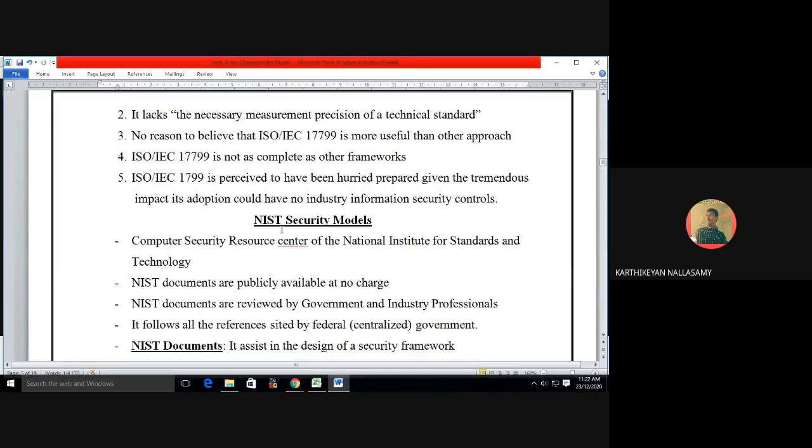So we move on to the next model, which is called the NIST security model. We'll discuss it in the next video.